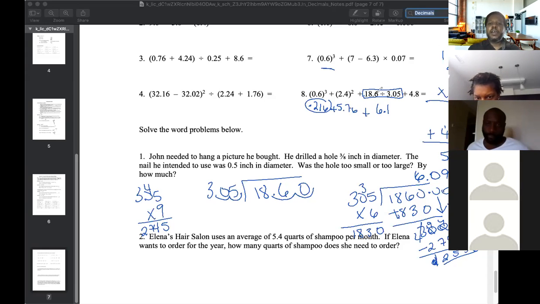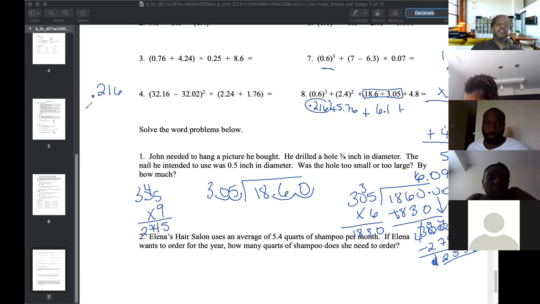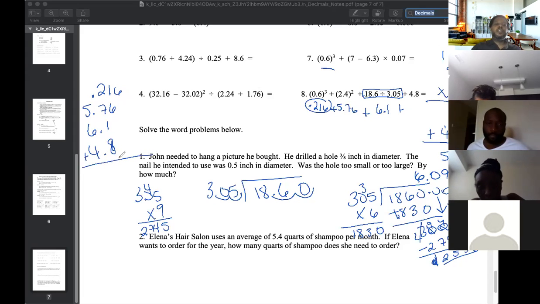All right, so now we can add it all up. We're going to add 2.16 plus 5.76 plus 6.1 plus 4.8. And we can just line it up in one big row. As long as we line it up correctly, we should be able to add it together. 5.76, 6.1, 4.8. We add it all up.